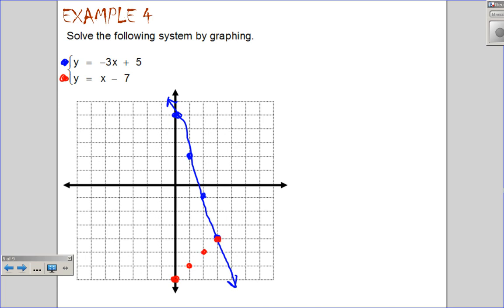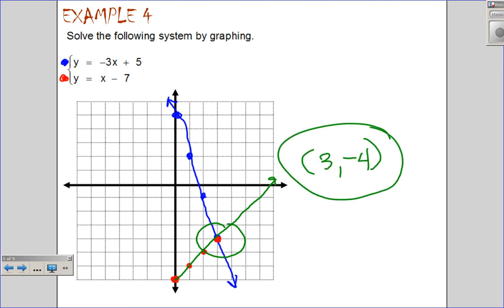So at this point, do I even need to continue graphing? Do I even need to graph the line? No, I see that point of intersection right there. If I was going to graph this line, it would look like that. So they intersect right here. Well, what are the coordinates of that point? It's 1, 2, 3. 1, 2, 3, 4. So 3, comma, negative 4. The solution to this system is 3, comma, negative 4.